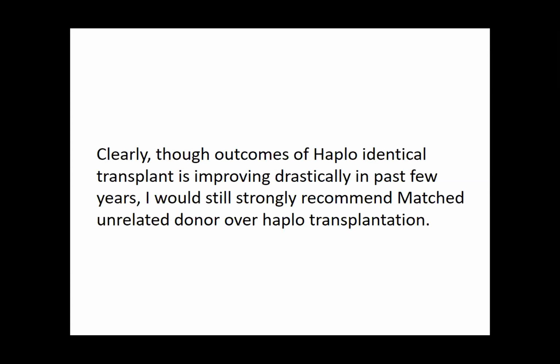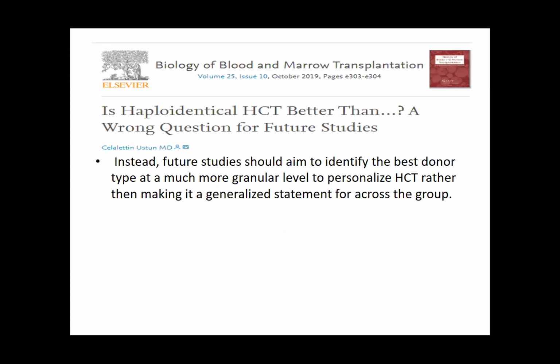So clearly, though the outcomes of haploidentical transplant are improving drastically in the past few years, I would still strongly recommend a matched unrelated donor over haplo transplant because of our old experience and its greater importance in the Indian context, except for bearing cost as well as some logistic delays. However, the question of whether haploidentical transplant is better is actually the wrong question, as nicely argued in this article. Instead, our future studies should aim to identify the best donor type at a much more granular level, or personalization of the patient. According to the patient, we should decide whether this patient requires a haplo or a matched donor, rather than making a generalized statement across the group that CML would benefit from this or that. Thank you.